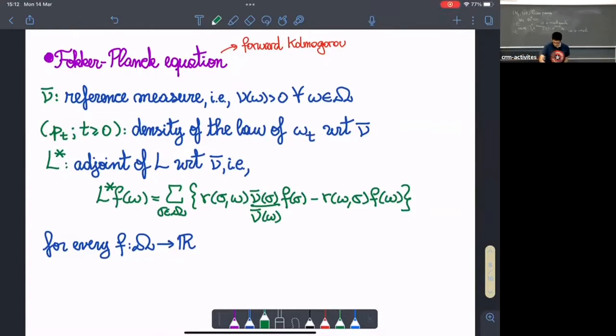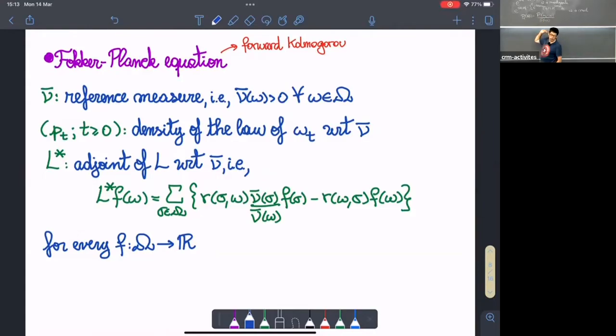So there is probably another typo here, a very small typo. That's what I'm going to call a reference measure. Now remember that I'm calling omega t my Markov chain. So at time t, it has some law, right? And I'm going to call p of t the density of that law with respect to nu bar. What I'm actually doing is just defining p_t of omega as the probability of omega_t equals omega divided by nu bar of omega. That's why I'm asking it to be a reference measure.